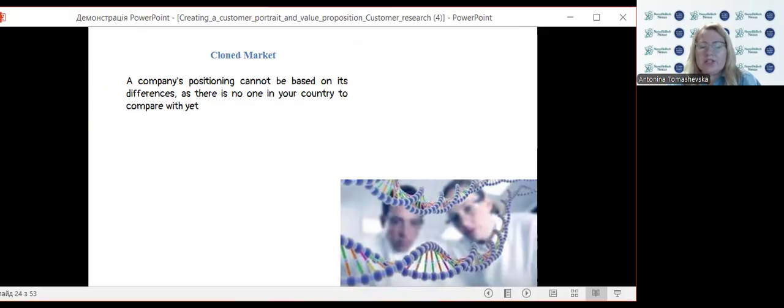Cloned market. Definition: a market that copies a business model or product that has already worked elsewhere. In fact, it is a local adaptation of a successful model. Characteristics: low innovation, the model is already proven. Speed and localization are crucial. Competition depends on whether local leaders already exist.